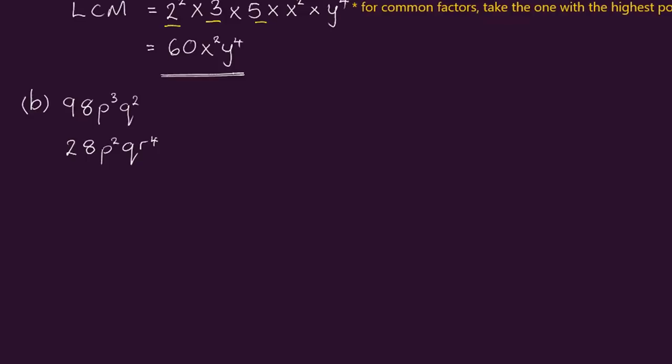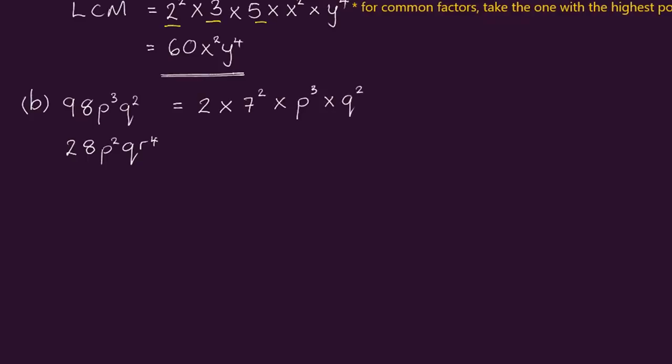So this is how we do it. We start with 98p cubed q squared. We look for the prime factors of 98 first. We cover this in another video of how to look for the prime factors. So I'll also give you the link to the other video so that you may make sure that you now know how to express numbers as products of their prime factors. So for 98, as the product of its prime factors in index form, we have 2 multiplied by 7 squared, and that's multiplied by p cubed q squared.